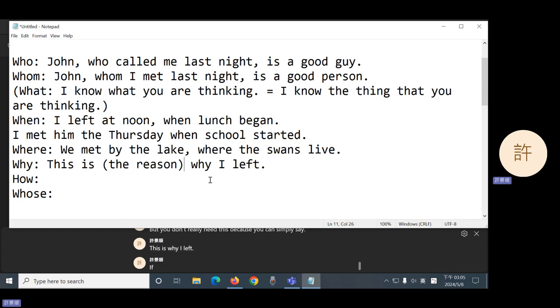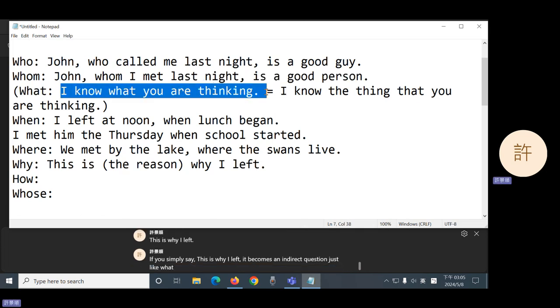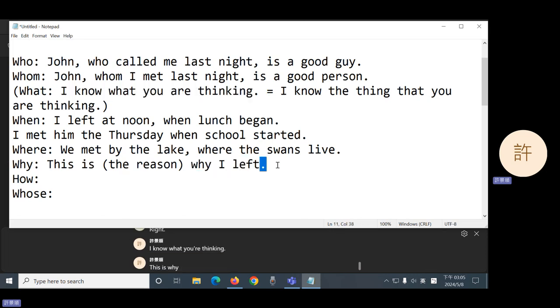If you simply say, this is why I left, it becomes an indirect question, just like what, right? I know what you're thinking. This is why I left. The grammar is the same. So yes, there is a relative clause using why. And if you see it, you should know what's going on, but you don't actually have to use it.